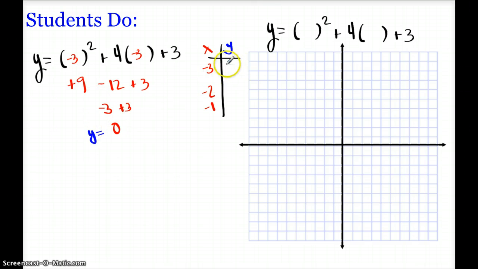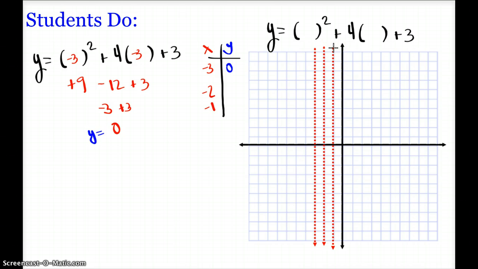So this makes our first pair. Negative 3, comma 0. Actually, you know what? I should probably mark these down. Here's my negative 3, my negative 2, and my negative 1. So the first one was negative 3, so 0. Negative 3, comma 0.